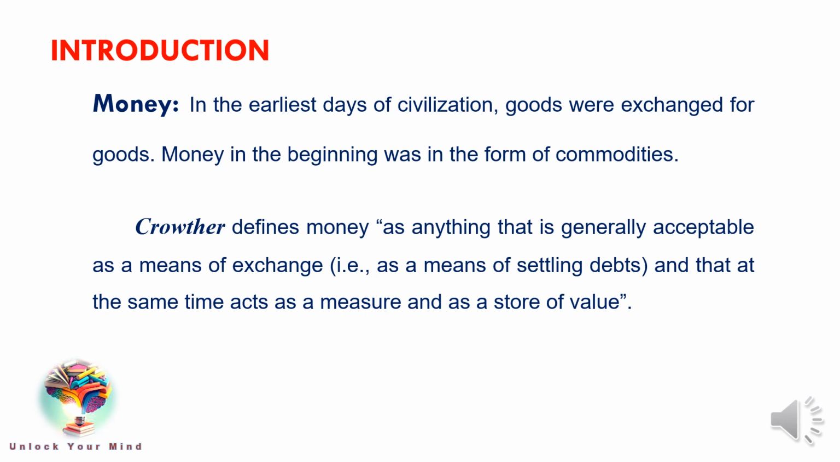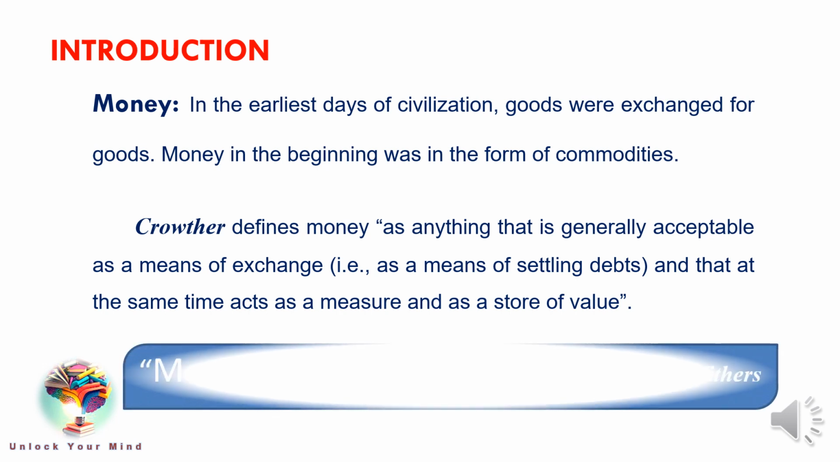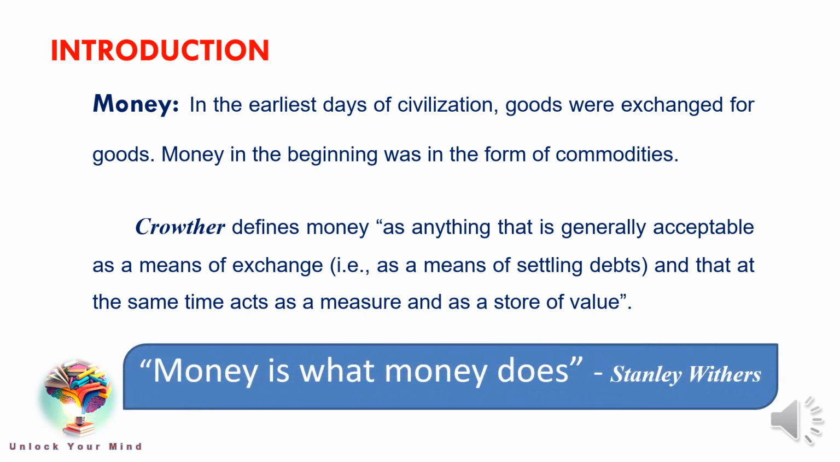The definition by Crowther: money is anything that is generally acceptable as a means of exchange, that is, as a means of settling debts, and that at the same time acts as a measure and as a store of value. Even though, money was defined by Stanley Withers: money is what money does.